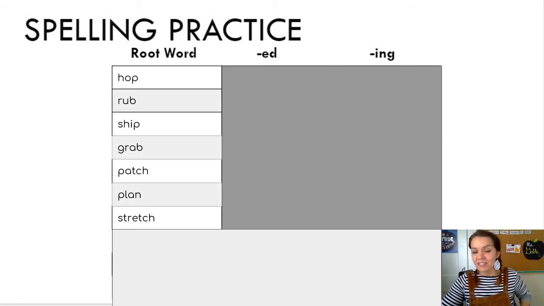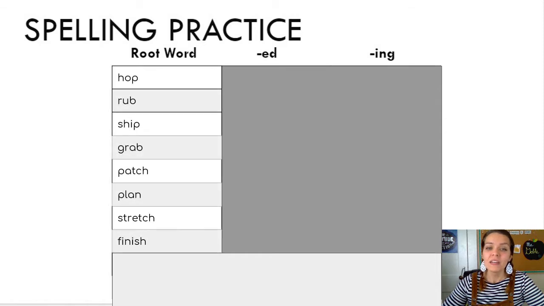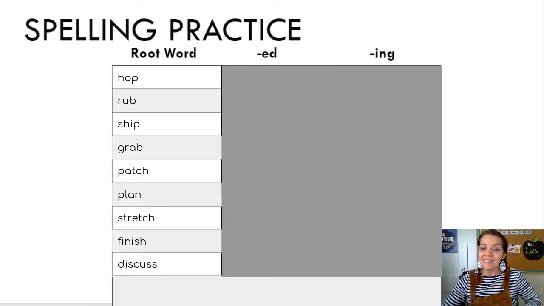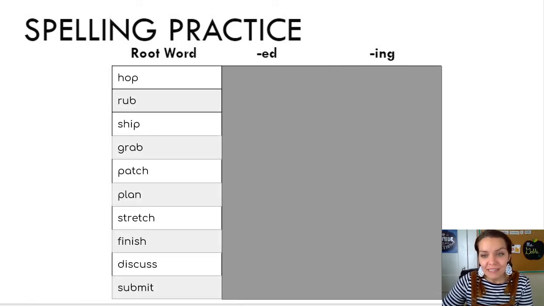Stretch. The 7th word is stretch. Finish. Type finish in the 8th blank on that first column. Discuss. Type the word discuss. And then our final root word, submit. Type the word submit in the 10th blank on the first column.